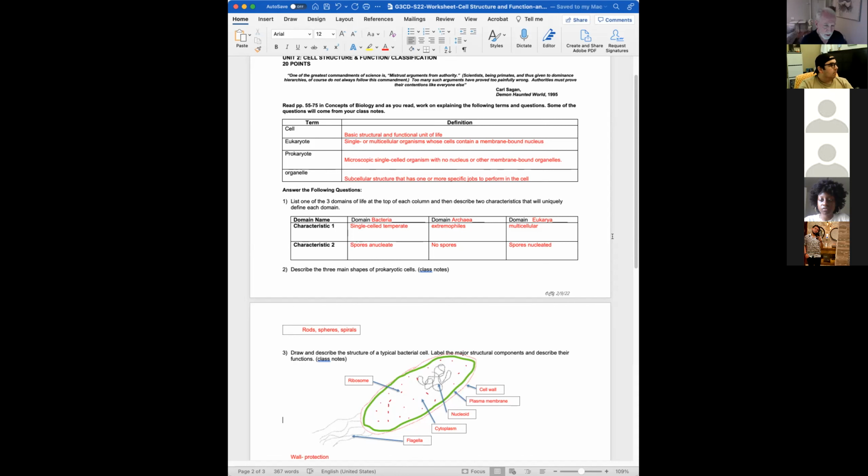And for the second one, I focused on spores. So first of all, archaea do not produce spores. Bacteria do, but they have no nuclei, whereas eukarya produce spores that do have nuclei.